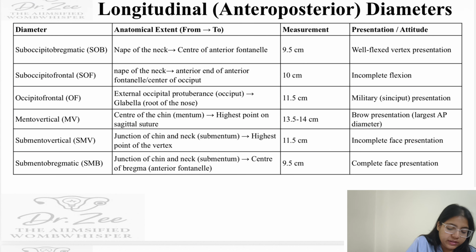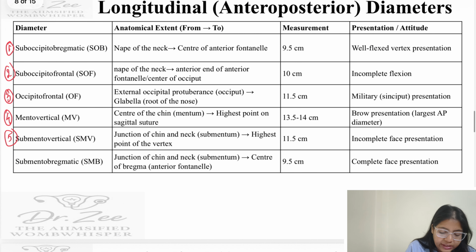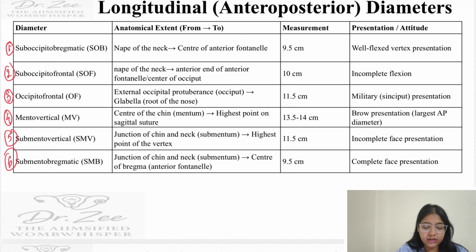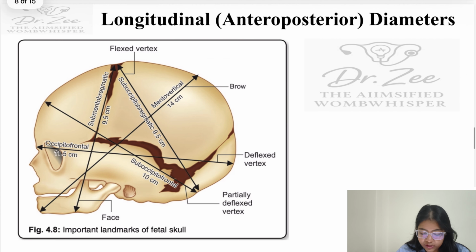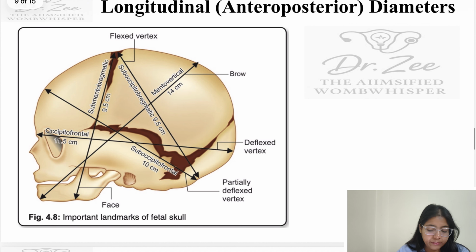So the first one is suboccipitobregmatic. Next one is suboccipitofrontal, occipitofrontal, mentovertical, submentovertical, and submentobregmatic. Just try to remember from the names of the diameters where each extends from and to, and you have to remember the numbers and their importance.